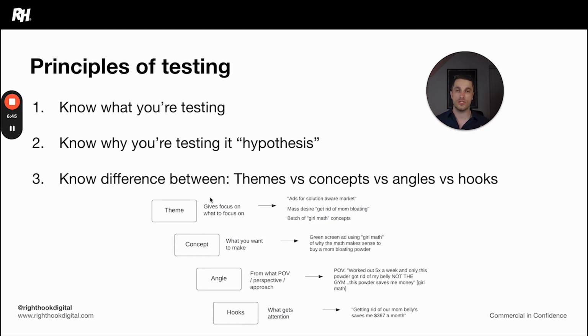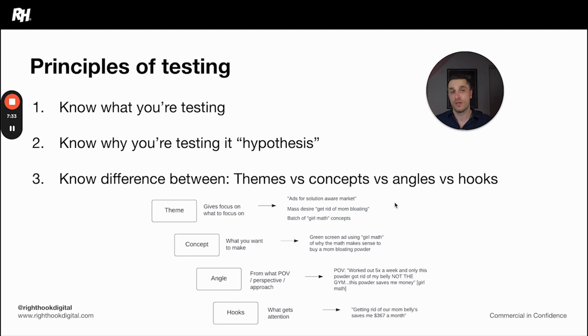Number three is know the difference between themes, concepts, angles, and hooks. So when we're creative testing, we identify what we're testing and the hypothesis, but then we know the difference between a theme, a concept, an angle, and a hook, because that informs what you're going to make. So here's an example. We run creative sprints, and those sprints are every 2 weeks. To help us give focus to what we're going to test, we theme it. The reason why is because, even in that graph I showed you on knowing what to test, it can be overwhelming with all the different possibilities of what to test. So by coming up with a theme, the theme of the ads I'm trying to make, it gives you focus on what to actually focus on.